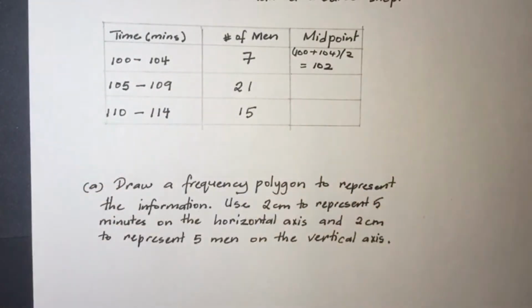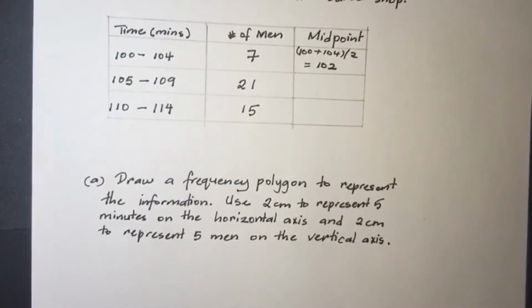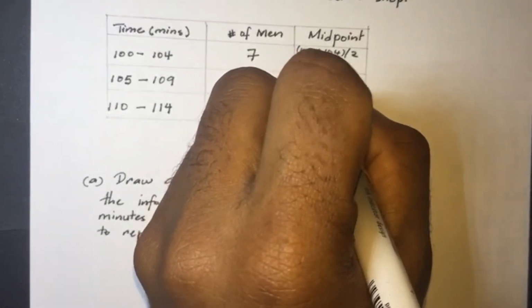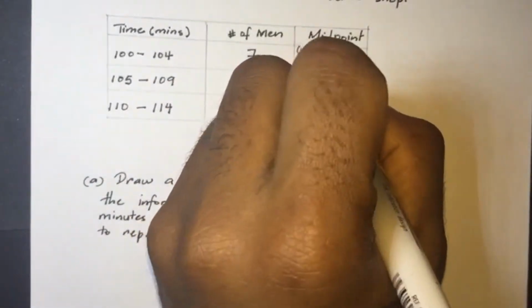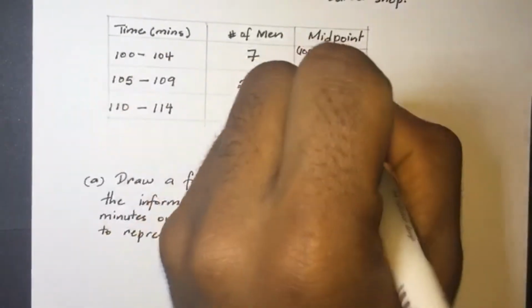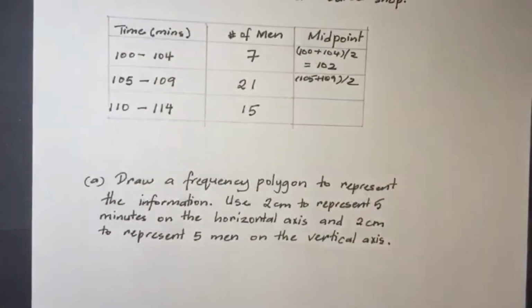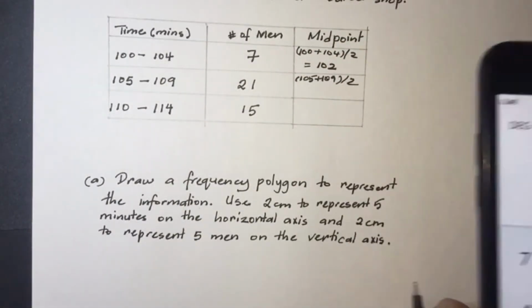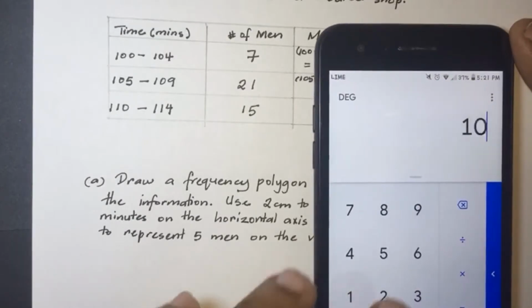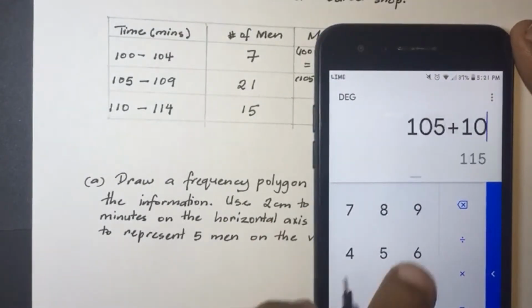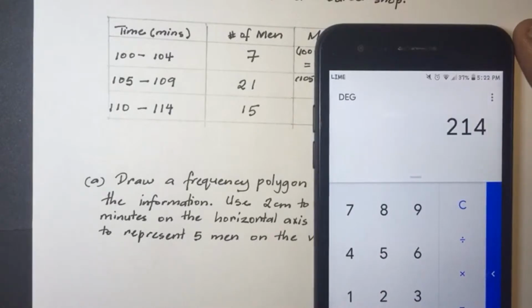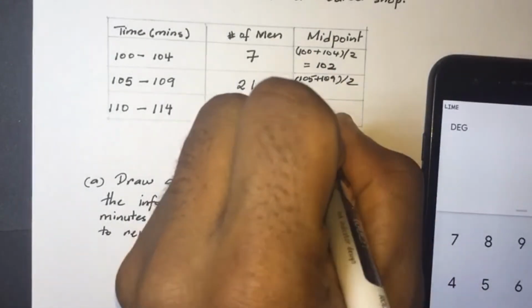Can you try the next one? So for the next midpoint, we will have to add 105 to 109. The answer we get, we're going to divide it by 2. So 105 plus 109 will give us 214, and I'm dividing that by 2. I end up with 107.